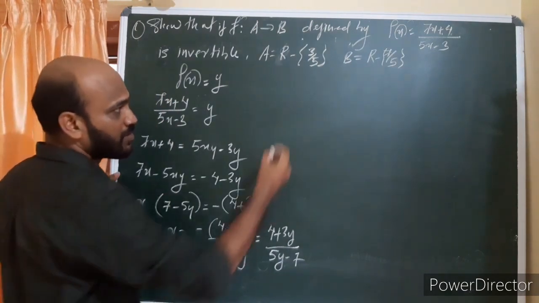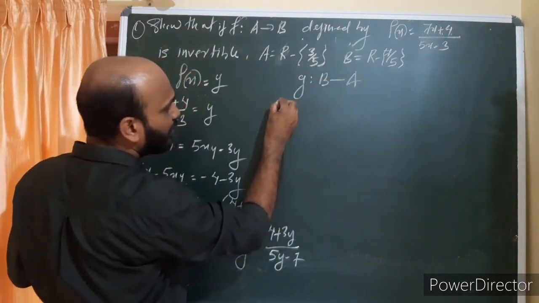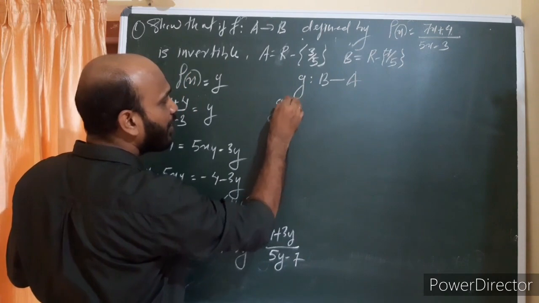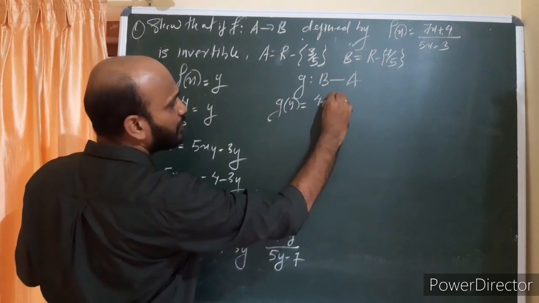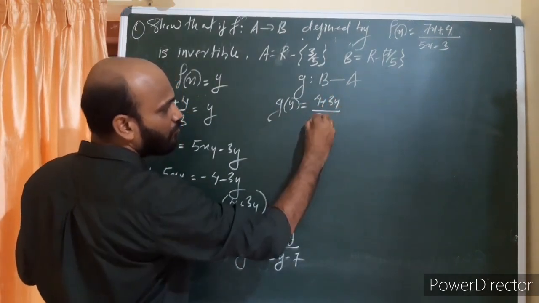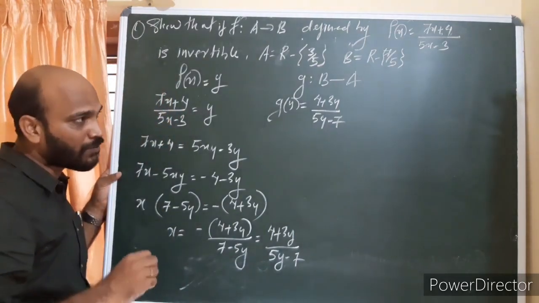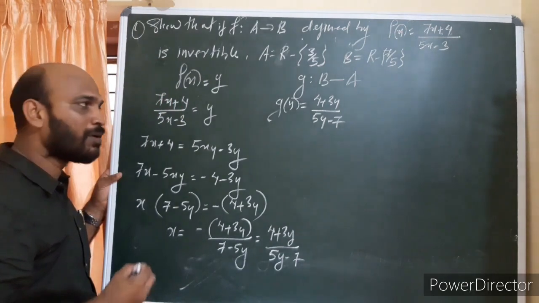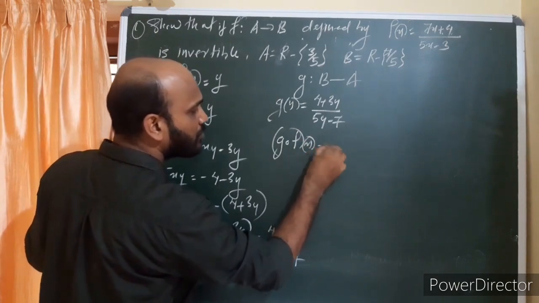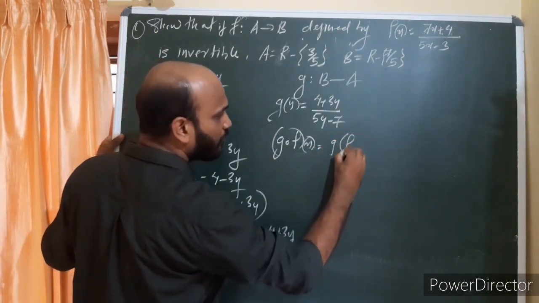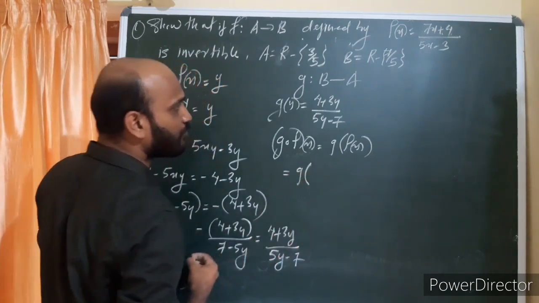Now you have to define one function. Let g be a function from B to A defined as g of y equal to x. What is x? x equal to (4 + 3y)/(5y - 7). Now we want to show that g of f of x equal to x and f of g of y equal to y. So for that, g of f of x you have to find. Use the definition, that is g of f of x will be equal to g of, what is f of x?